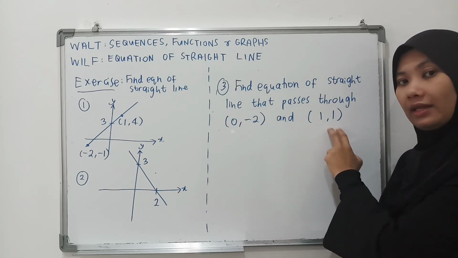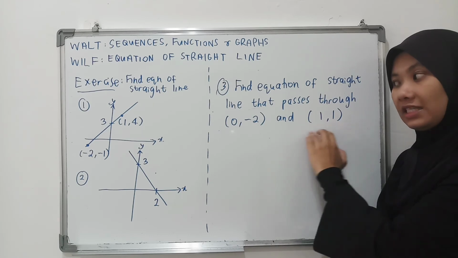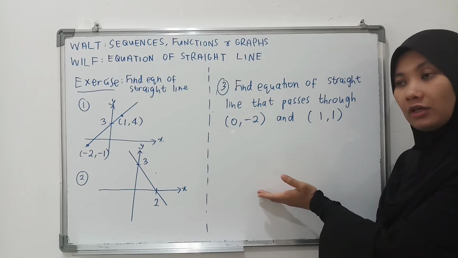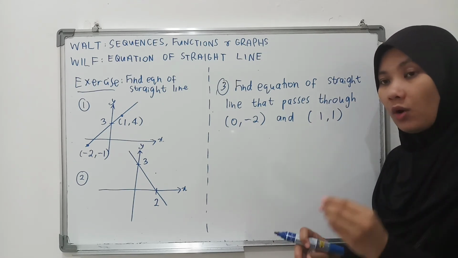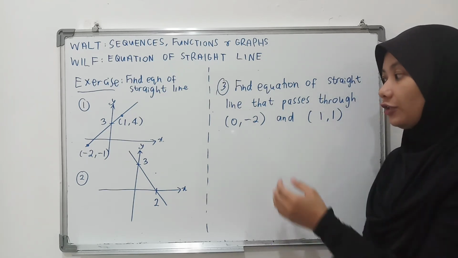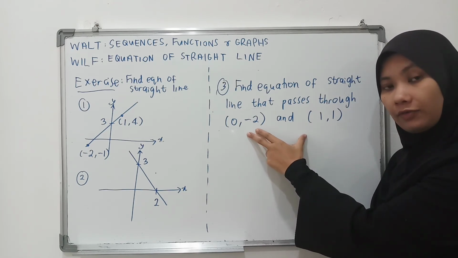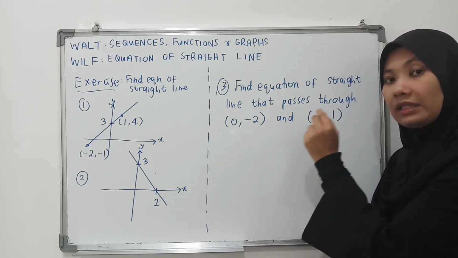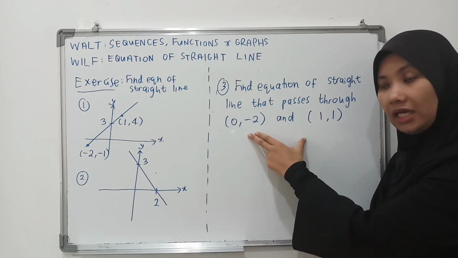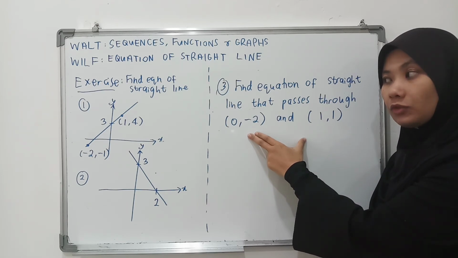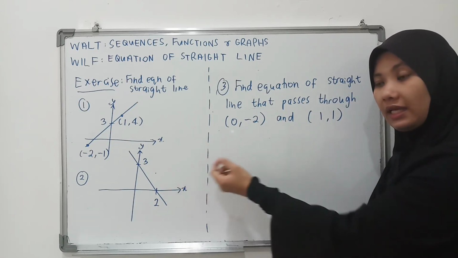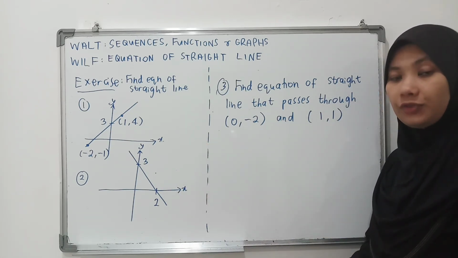(1, 1). Okay. If you can transfer these two pieces of information into your diagram or into a graph, you will get a very clear view of what is the value of the y-intercept and how to calculate your gradient. Okay. Try to draw a graph with those 2 coordinates. Draw a line that passes through these 2 points here. Okay. So you transfer the information to that graph first, and then you can find the equation of straight line. Okay, try.